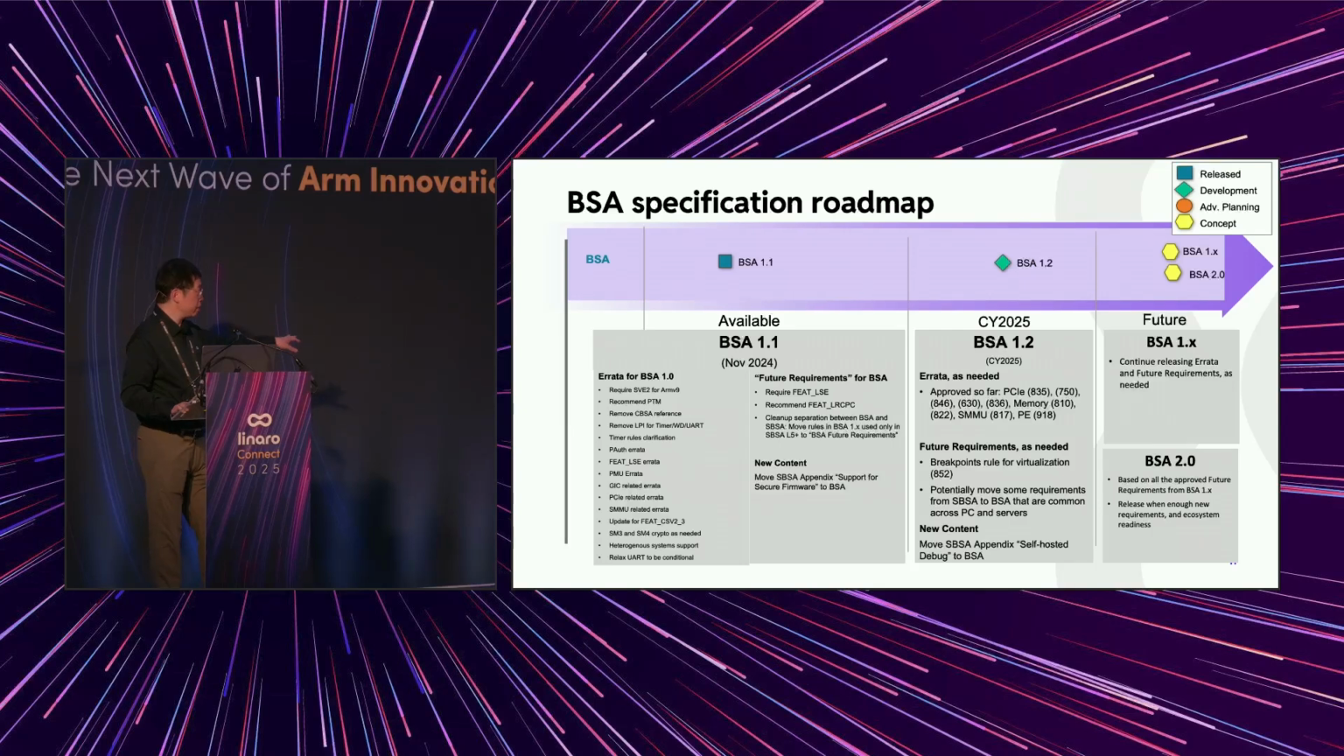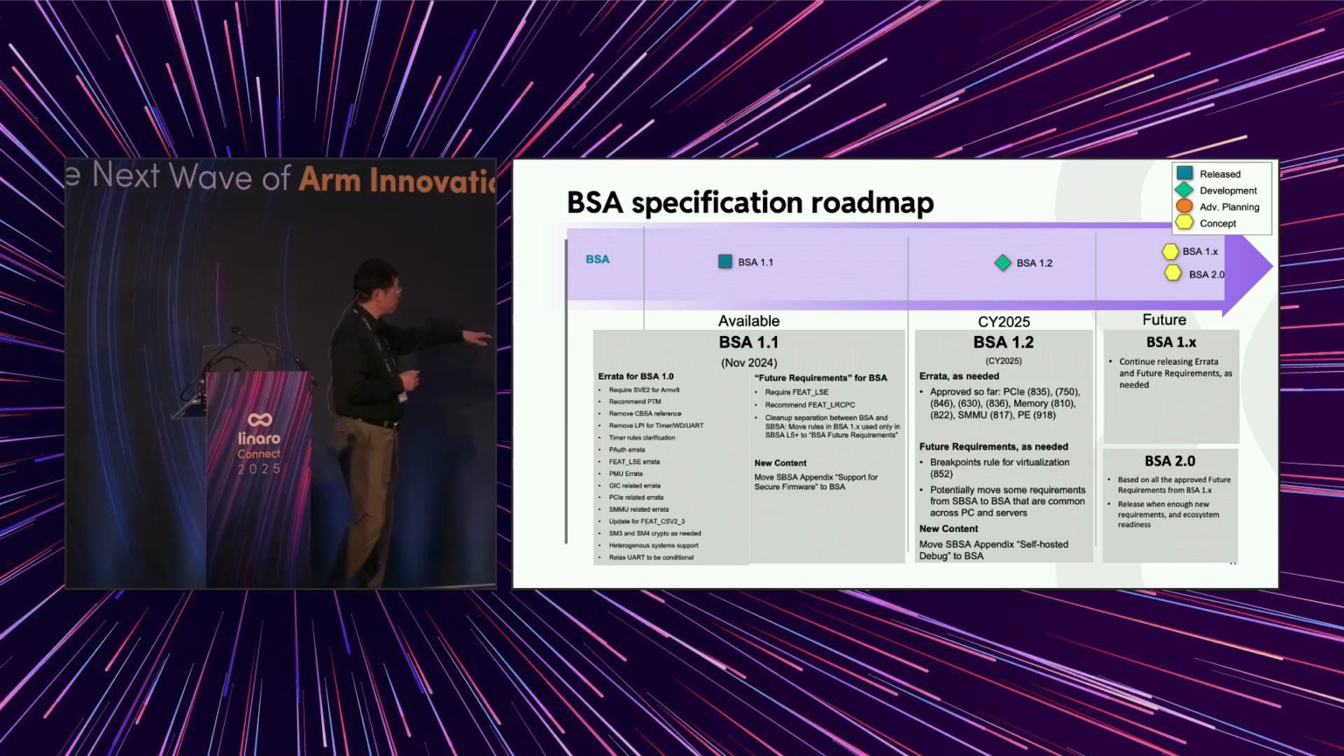I'm not going to get into too much detail here, but you can always refer back to the content in this BSA roadmap, right? We already published 1.1. We're working on 1.2, and eventually we want to work on 2.0. I think one of the areas that was missed earlier in the 1.0x version is the requirement for FEAT_LSE. This is required by Windows 11, so we want to include that in future versions of the spec.